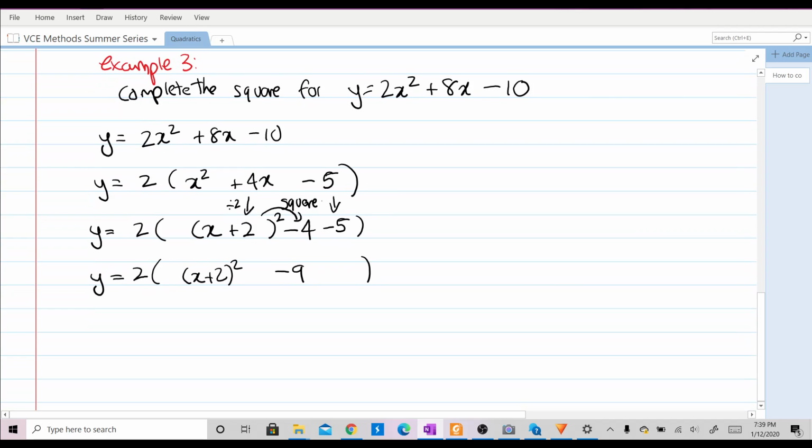Now here's the part that most students miss out on. The purpose of writing those two outside brackets at the start was that when we're done, we have to multiply both the (x plus 2) squared and the negative 9 by 2. So we're expanding this outer bracket out. And when we expand it out, we get y equals 2(x plus 2) squared. 2 times negative 9 gets me negative 18. And that's our final answer.